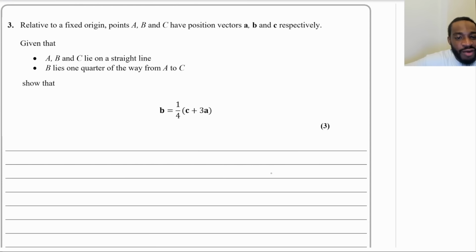So this one, I really like this question. You guys will probably recognize it. I've adapted it from one of the past papers. Can't remember which one.